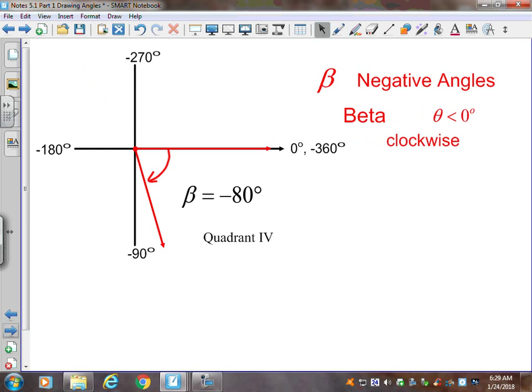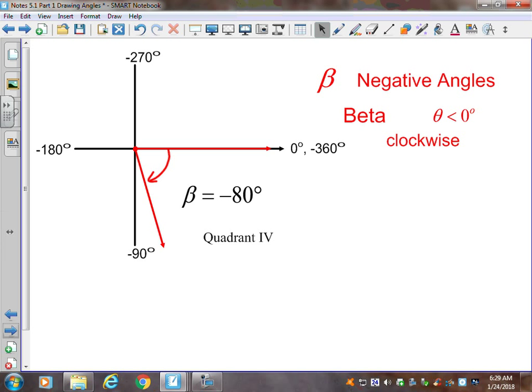Then we have angles that open down. And angles that open down are called beta angles. And all negative angles, any number less than 0, are called beta angles. You'll notice that earlier our alpha angles only go to 360. Well, beta angles don't stop at negative 360. They keep going forever.